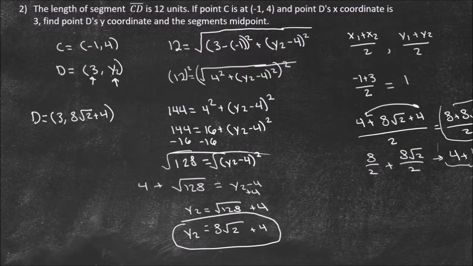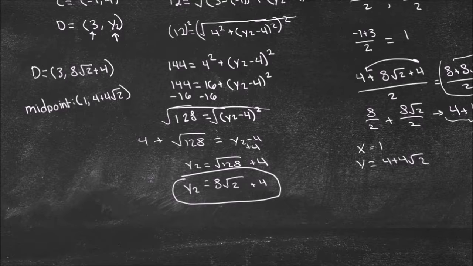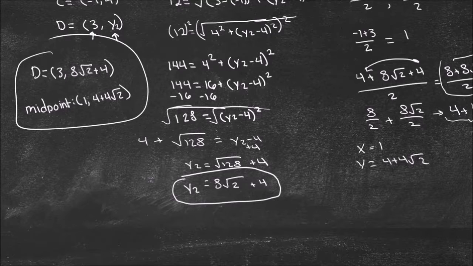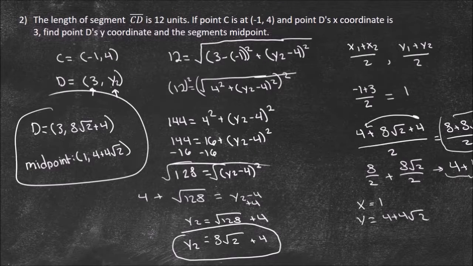But now, my x-coordinate of the midpoint was 1, my y-coordinate was 4 plus 4 square root of 2. So overall, my midpoint, let's write it over here, is going to be 1 and then 4 plus 4 square root of 2. This is the answer to our problem. We found point D and then we found the midpoint. This was a really complicated one.